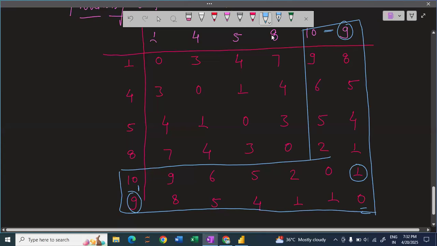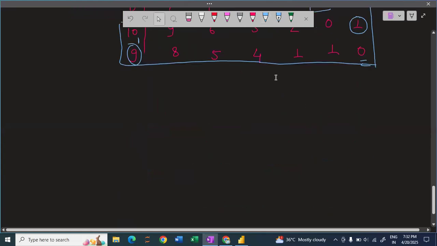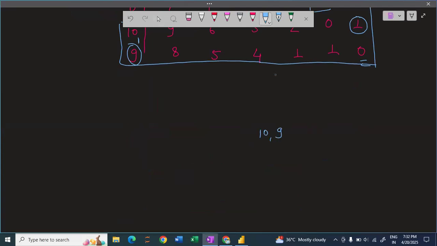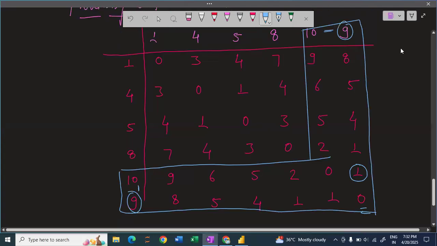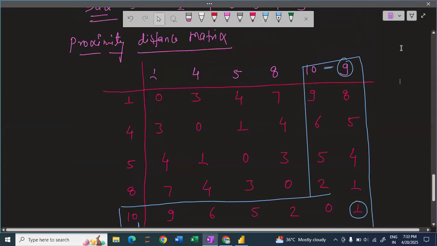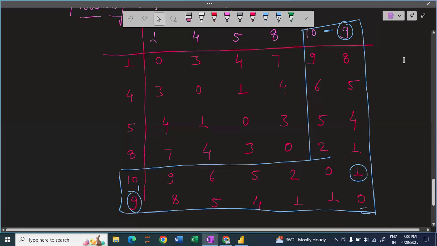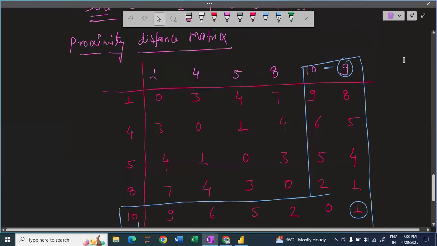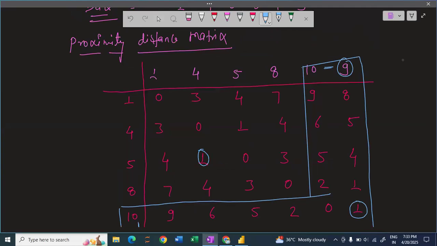Okay, so this is your first cluster. So I will write 10, comma 9. This is your first cluster. Now again, then the second two data points, which has the minimum distance. It is 2. 4 and 5. That is 1. Right or not? Yes.